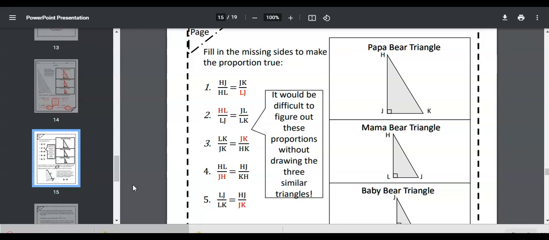Now there's something I want you to notice. A lot of these across from each other, these diagonals are the same. Even though this says LJ and this is JL, it's the same side. JL and LJ are the same side. I see those across from each other. JK is across from JK. JH is across from HJ. So notice how often that happens. So go ahead and check your answers real quick.